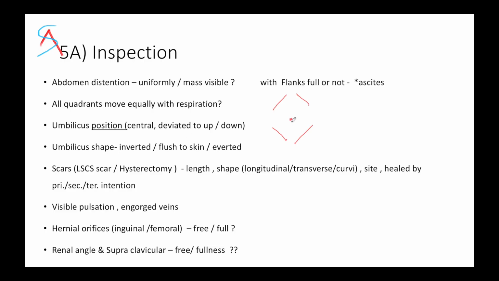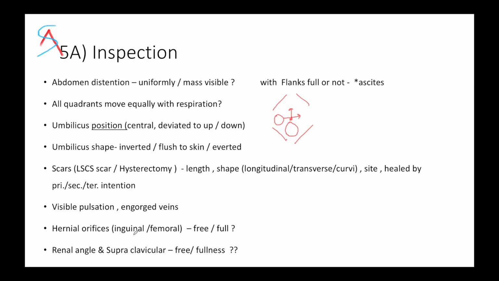Generally, if there is a pathology below the umbilicus, then the umbilicus will move upward. If the pathology is on the right side, then the umbilicus will move toward the left. The umbilicus would be flush to the skin, or everted in case of ascites. Then you have to look for any scar, especially a hysterectomy or incision scar, because these scars can result in incisional hernia also. Any visible pulsation in gauze vein.